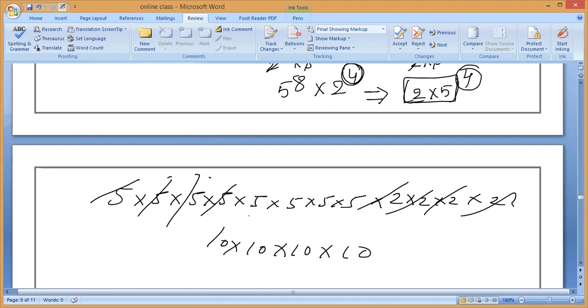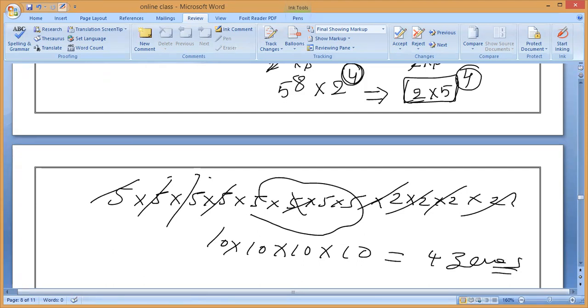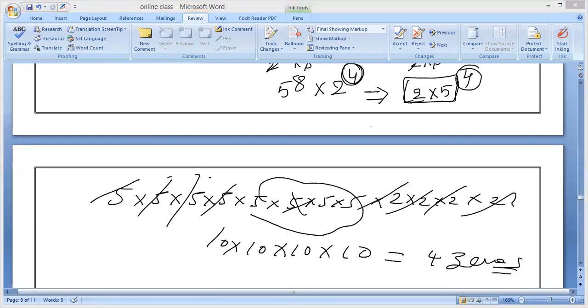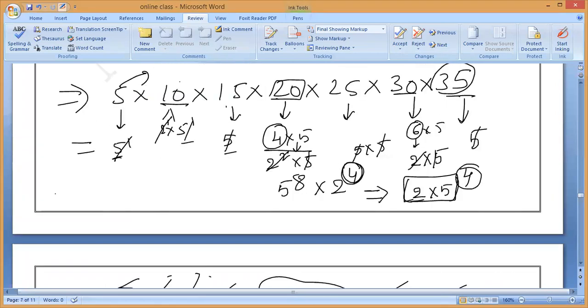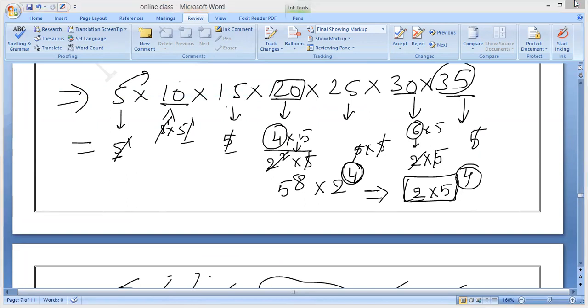Understanding? Extra 4 5s are there, which we don't consider because 2s are not there. Understanding? So now 4 10s will come, means how many zeros are there? 4 zeros. That's all. Understand, Padmosini? See this question again. Do you understand now how to find it? Instead of multiplication, are you understanding, everybody?